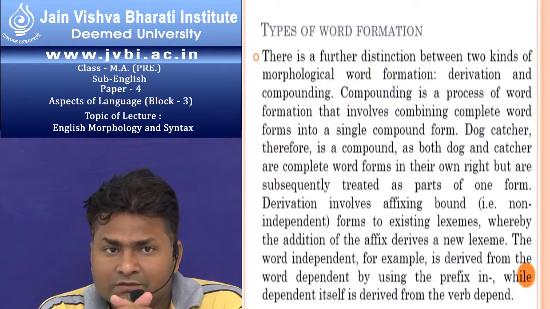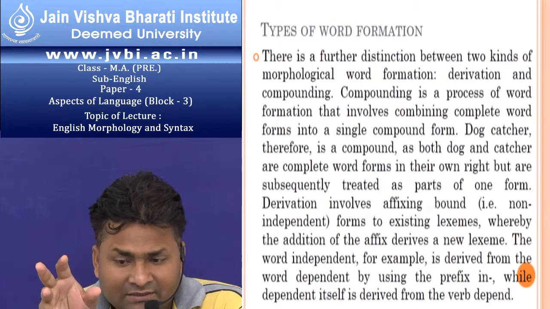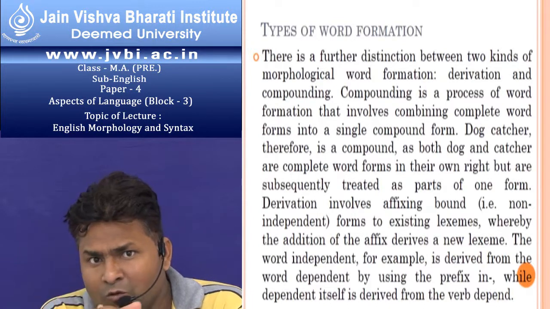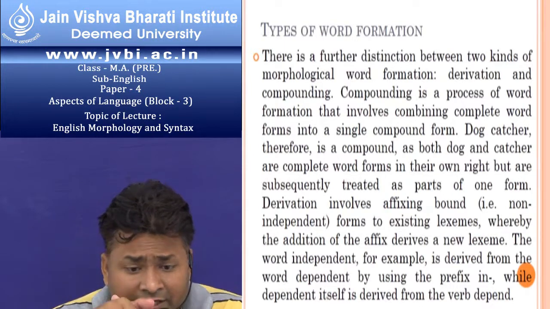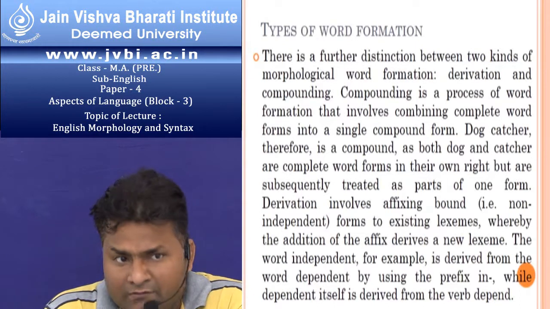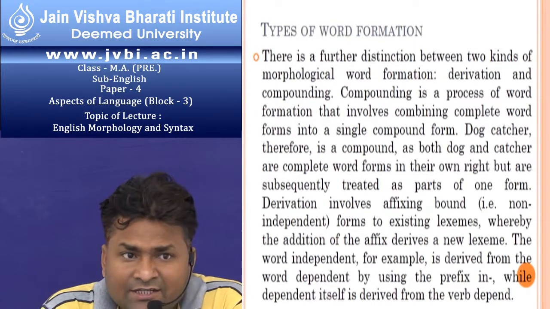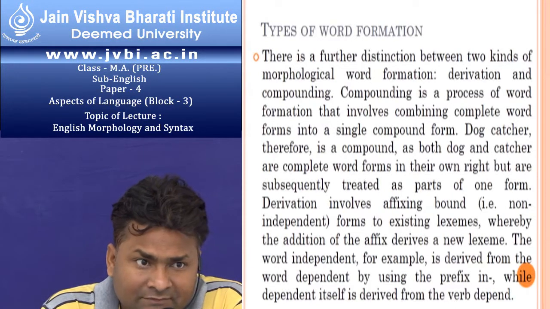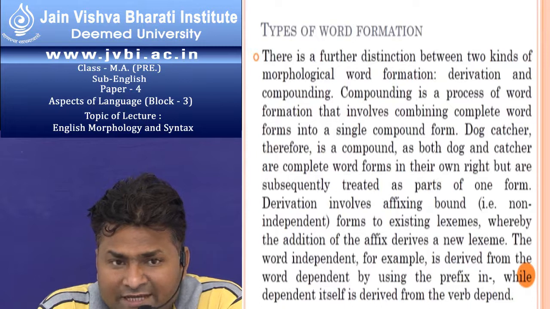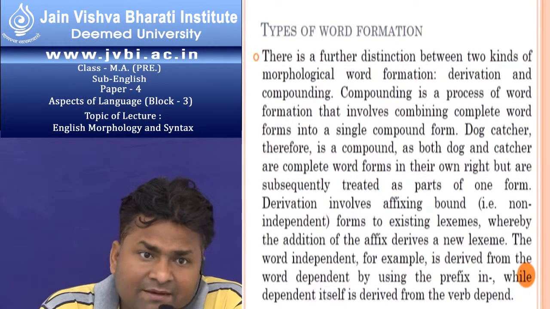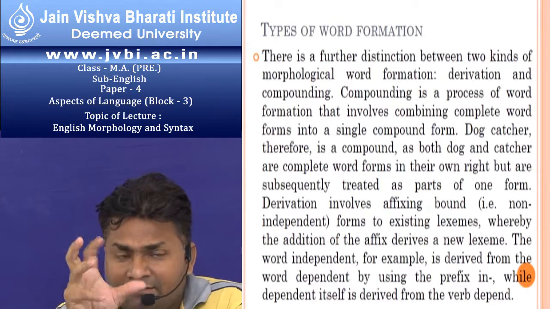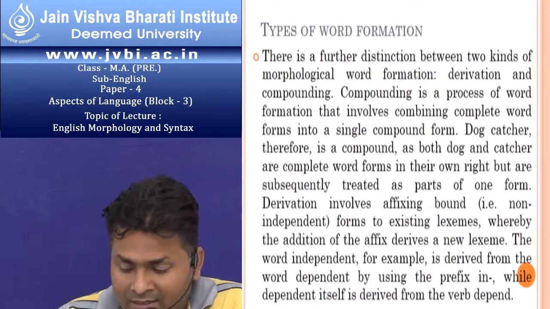It's a very good example, and we need to understand it. The example is dog catcher. It's a compound word because dog and catcher, both of them are complete in their own sense. Derivation involves affixing bound, that is non-independent forms, to existing lexemes, whereby the addition of the affix derives a new lexeme. The word independent, for example, is derived from the word dependent by using the prefix in, while dependent itself is derived from the verb depend. So that is another difference, my dear friends, and this is how this difference can be located and understood.